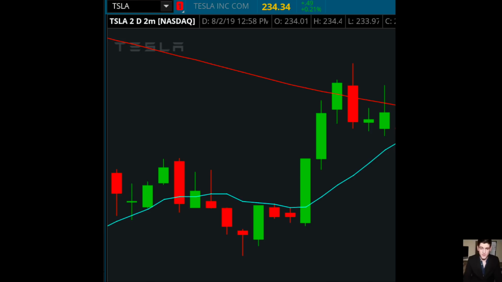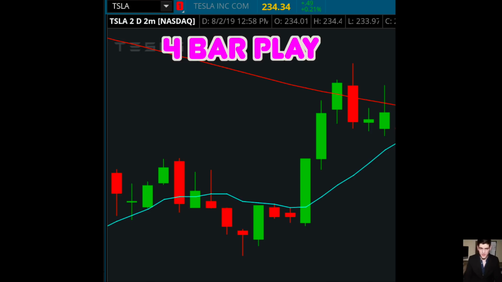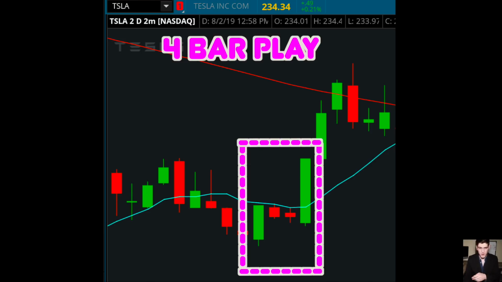And last but not least, there is another variation called the 4-bar play, where you have an igniting bar, 2 baby bars, and then a confirmation over the 2 baby bars.